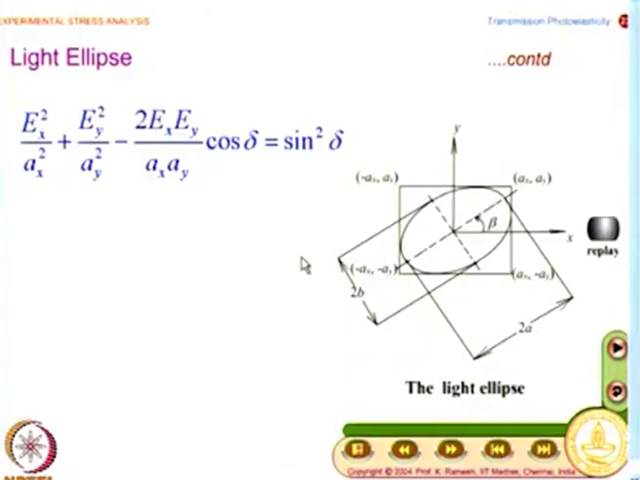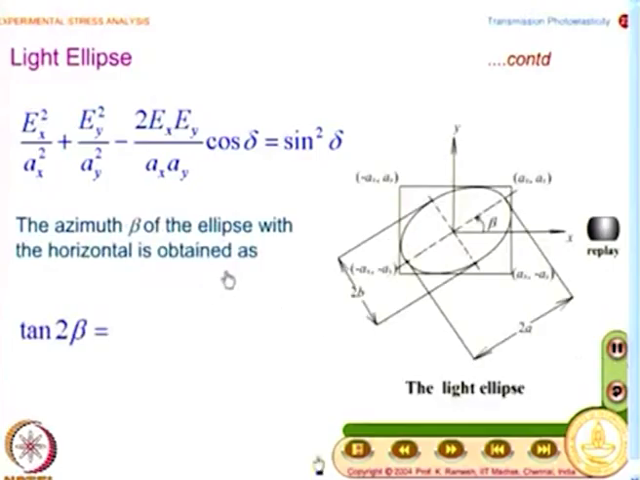We will not derive it, and what I have here is the azimuth beta of the ellipse with the horizontal, given as tan 2 beta equals 2 a x a y divided by a x squared minus a y squared into cos delta. And this is a very important learning. When I have two simple harmonic motions which travel perpendicularly and they have a phase difference, when they come out and interact, you essentially get an ellipse.